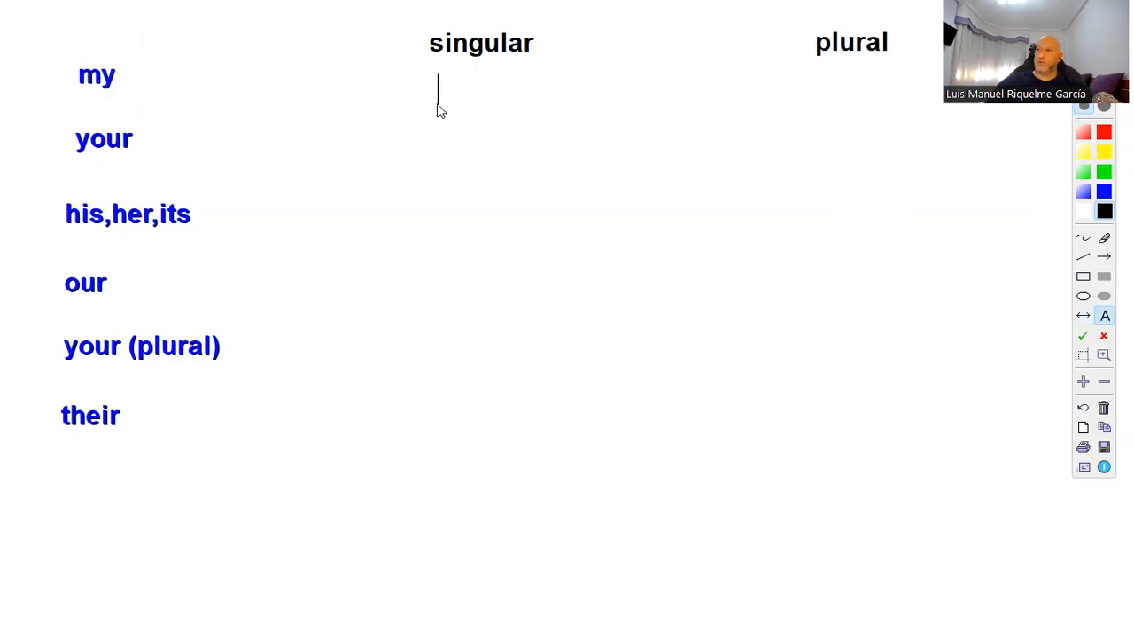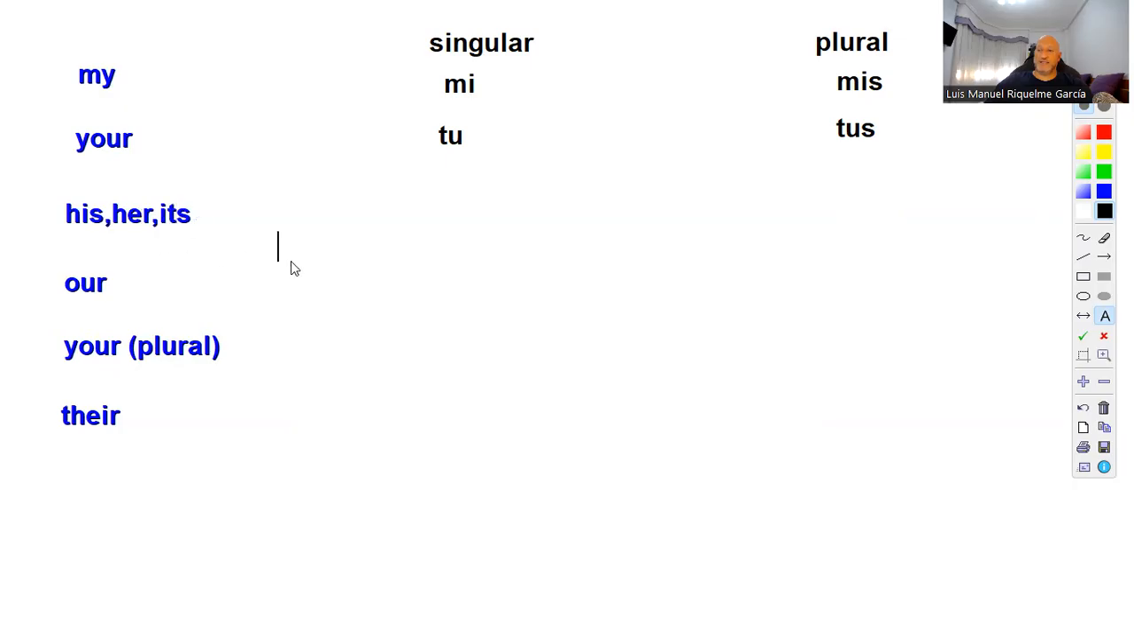For my, we say mi. Or if it is plural objects, plural belongings, we say mis. Your, we say tu. Or instead of saying your car, you say your cars, or your house becomes your houses, we say tus. It's always basically adding an S to make it plural.